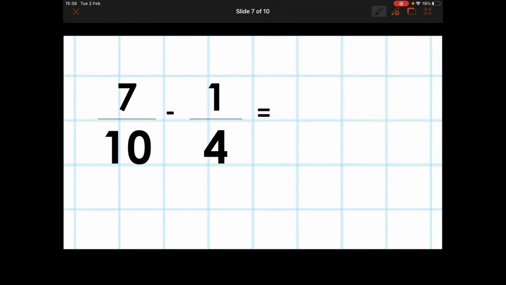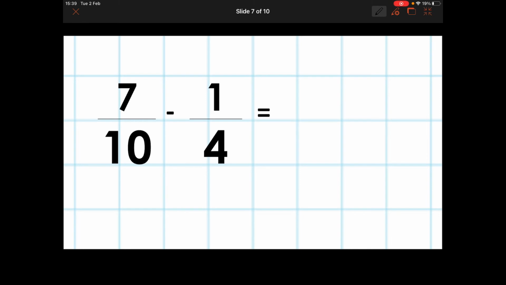Another example then, 7/10 subtract 1/4. Why not pause the video here and see if you can have a go at finding the lowest common multiple? Okay, hopefully you've had a chance to calculate these two fractions and have got an answer. Now, finding the lowest common multiple of these two denominators is slightly different this time.